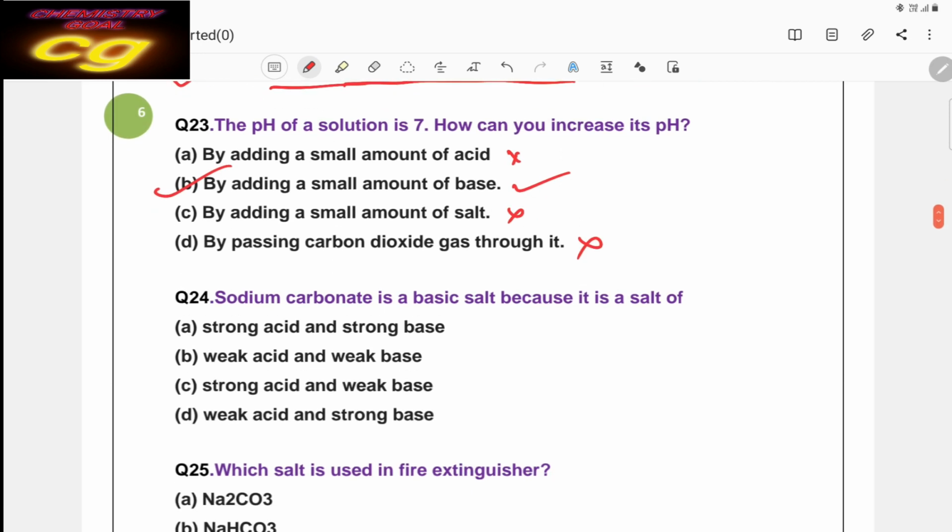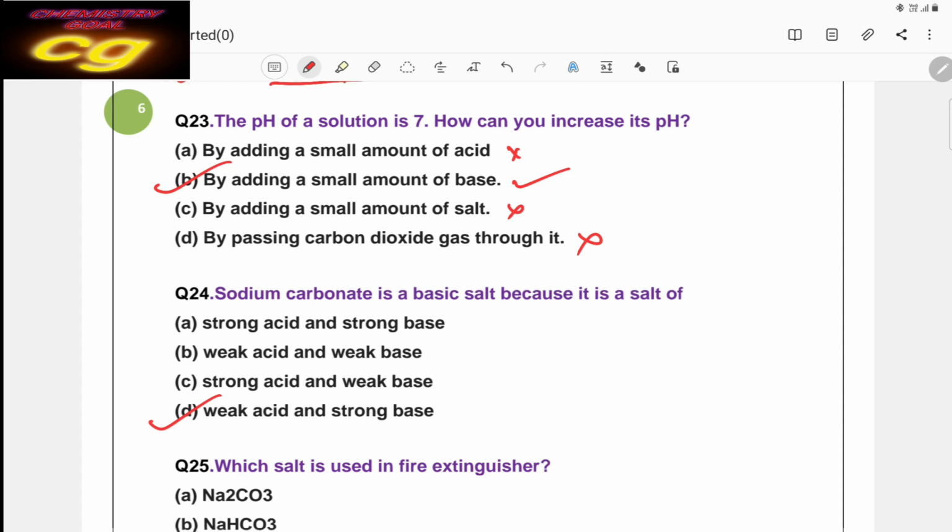Sodium carbonate is a basic salt because it is a salt of a strong base and weak acid. Strong base and weak acid, we have to see strong base, weak acid. Answer is D.